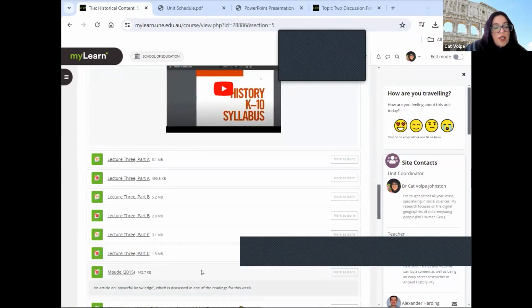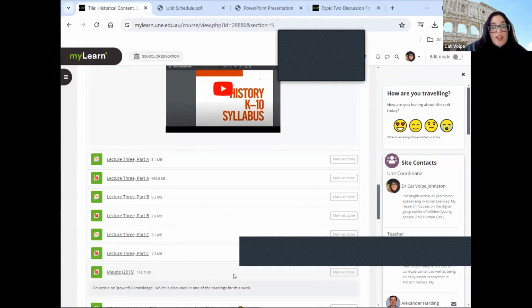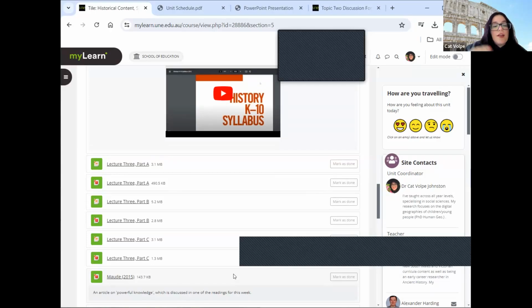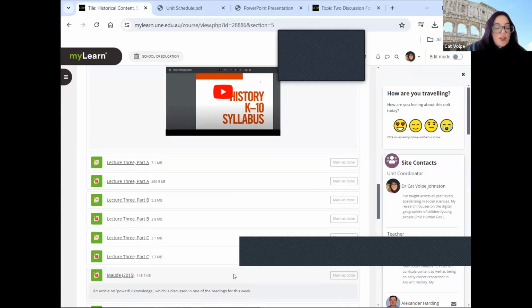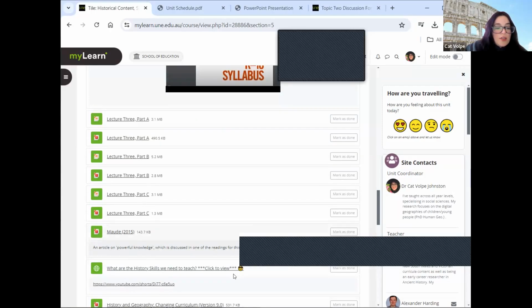So this is an article on mode, which is discussed in one of the readings. So I've just put that there for you to have a look at. It is relevant to geography, but we will come back to this again. So be sure to have a look at that as well.